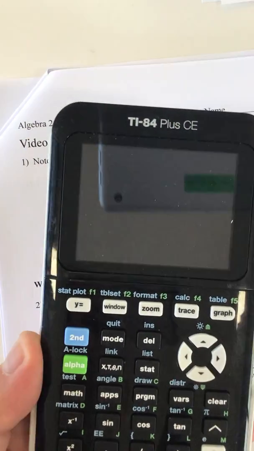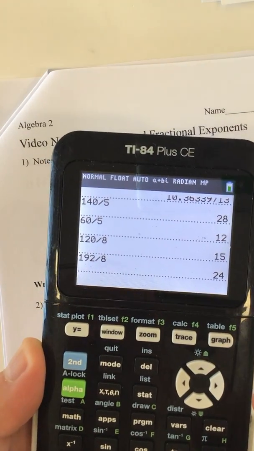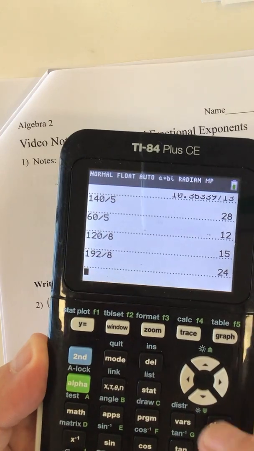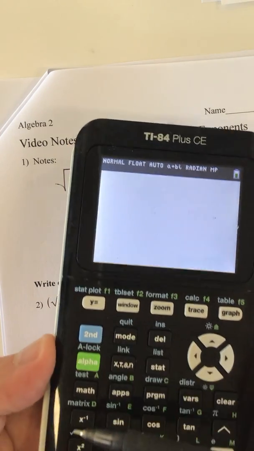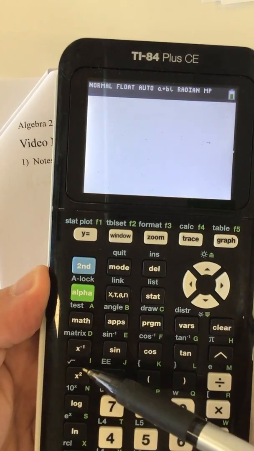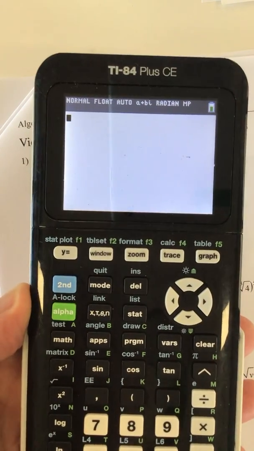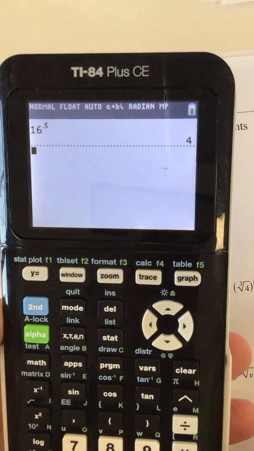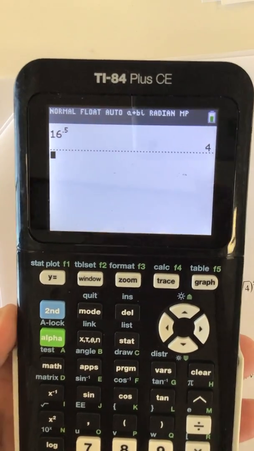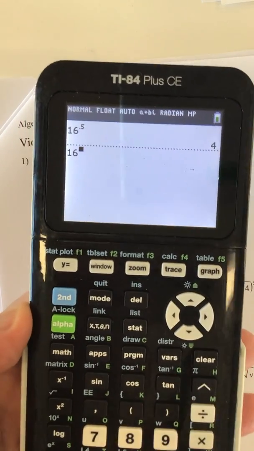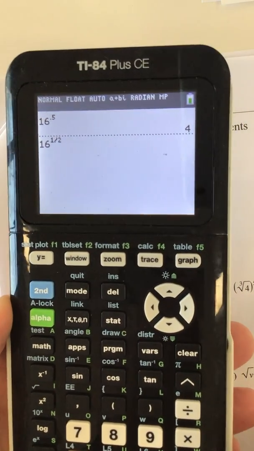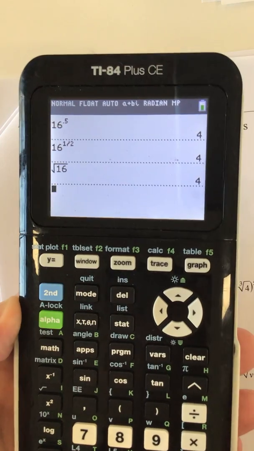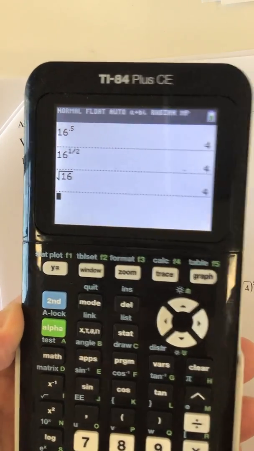Let's take a look at our calculator. I do that a lot on the calculator because I think it's faster than doing second square root, since square root is a blue key. If I want the square root of 16, oftentimes I just do 16 to the 1/2 power like that. See, it's the same thing as the square root of 16. Or 16 to the power 1/2, that's 4. That means the square root of 16. They all mean the square root of 16.